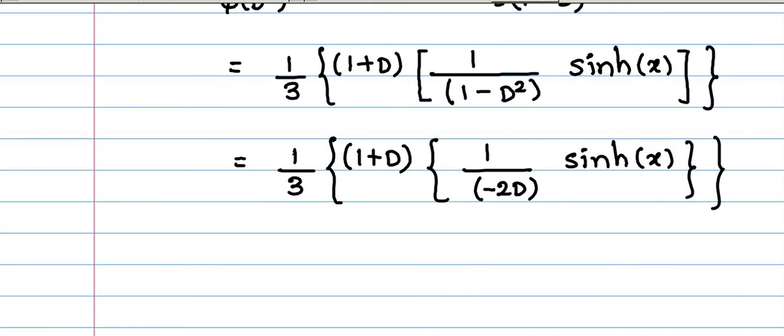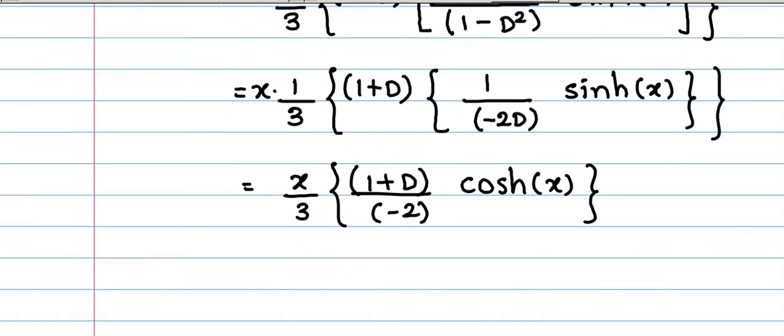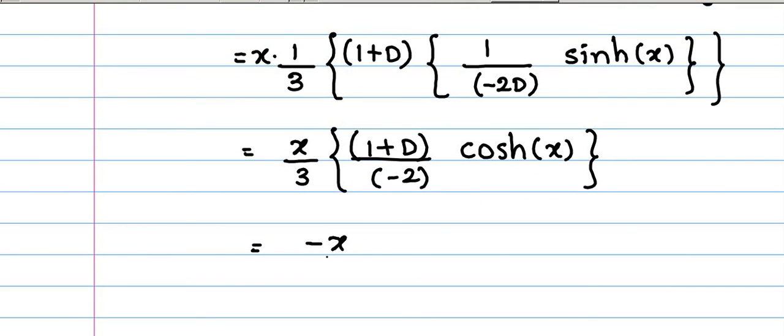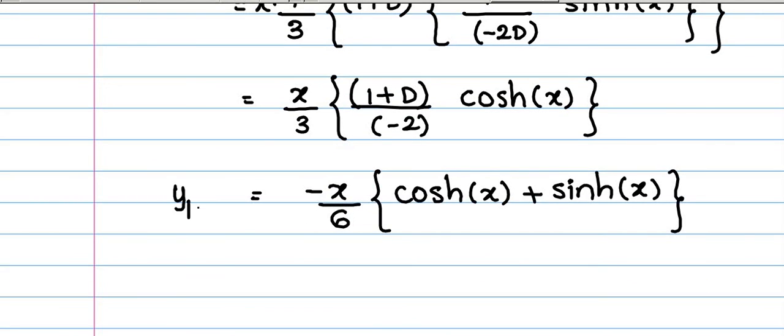Since we differentiated once, we multiply by x. So it is x upon 3 in bracket 1 plus d. We can take this minus 2 outside, and 1 upon d represents integration of sin hyperbolic, that is cos hyperbolic x, and it is equal to minus x upon 6 into cos hyperbolic x plus the derivative of cos hyperbolic x, which is nothing but sin hyperbolic x. So this will be the required particular integral.